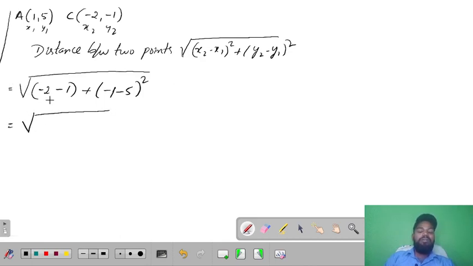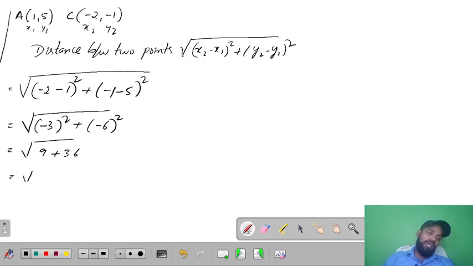So under root, minus 2 minus 1 is minus 3 whole square, plus minus 1 minus 5. What is minus 1 minus 5? Minus 6 whole square. Minus 3 whole square is 9, minus 6 whole square is 36. So now add them. If you add, what we will get is 45. Okay, 45 is your answer.